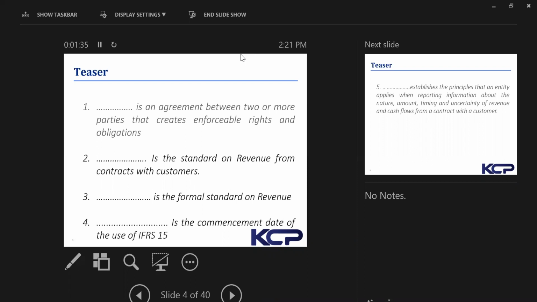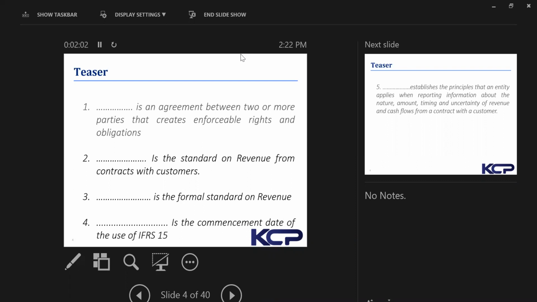Dash is an agreement between two or more parties that creates enforceable rights and obligations. Can you help us? Anybody? Contract. Okay. Do you disagree?